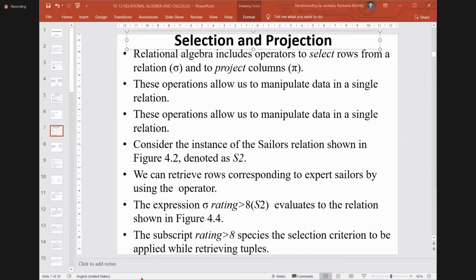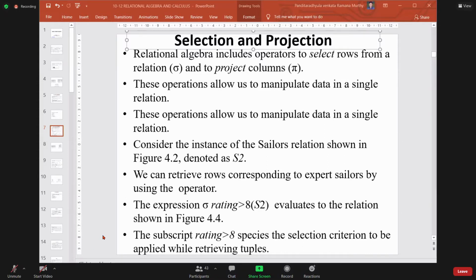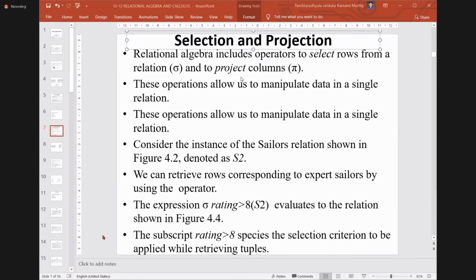the relational algebra, including the two operators. The operator to select rows from the relation is called the select operator. And we have the pi operator to project the columns. The sigma and pi operators: to select rows from the table we call it a select operator, and to get columns from the table we call it a project operator.